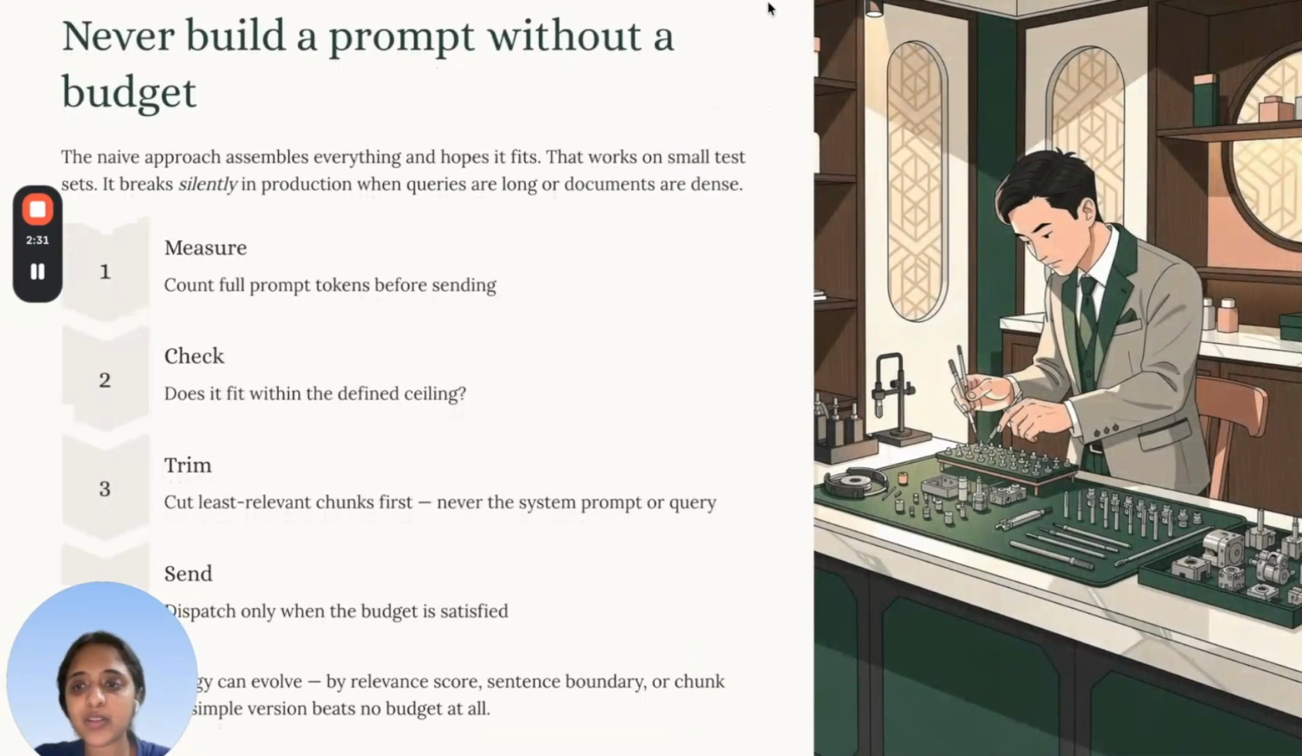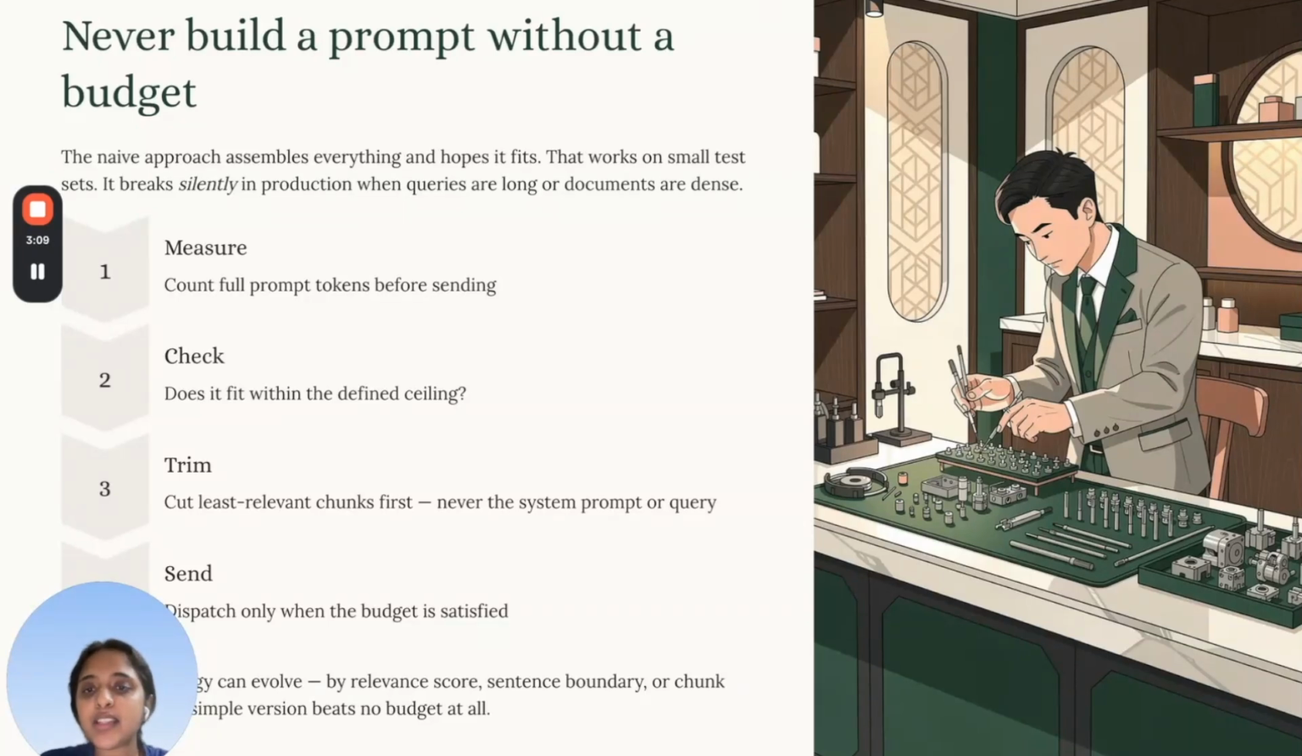We should never build a prompt without a budget. We need to measure, say, count full prompt tokens before sending. So for that, we need to check whether it fits the defined ceiling. If it exceeds, then cut the irrelevant chunks. If it's fitting, then always have the most relevant chunks present in the query. So then we are going to only dispatch when the budget is satisfied.